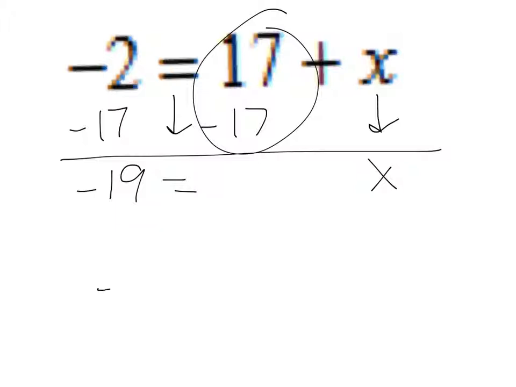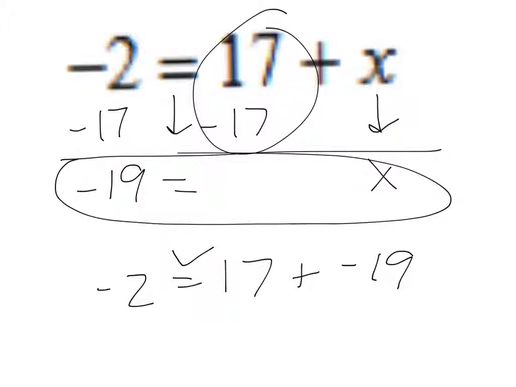So now we check it. Negative 2 is equal to 17 plus negative 19. Okay, so when this says that we owe 19, we have 17, so therefore we owe 2. So we checked it. It works. This is our answer right there.